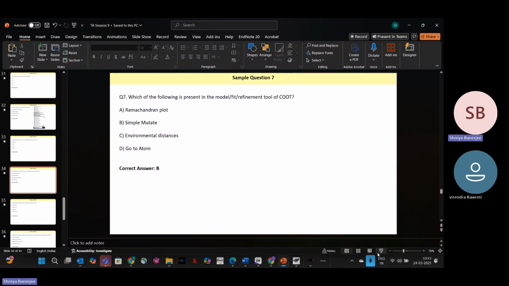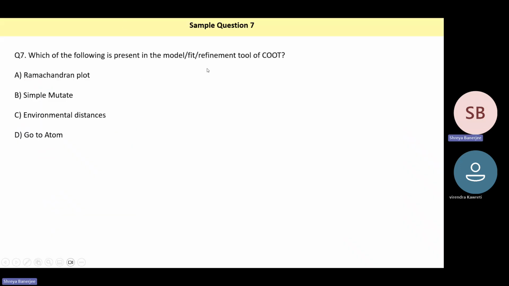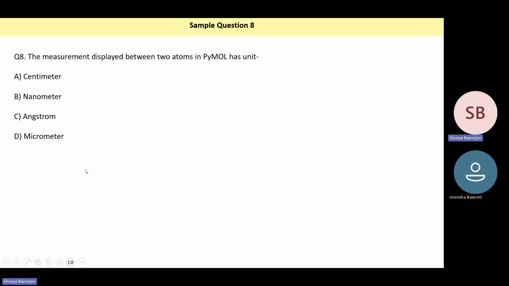For model, fit, or refinement, which function can you use? It is the simple mutate function. Because using the simple mutate function, you can change one amino acid into another, and you can fit the model to the observed electron density map. So the answer is B.